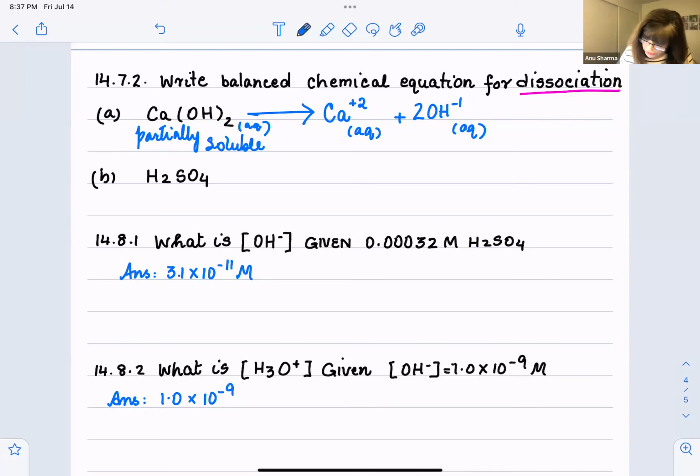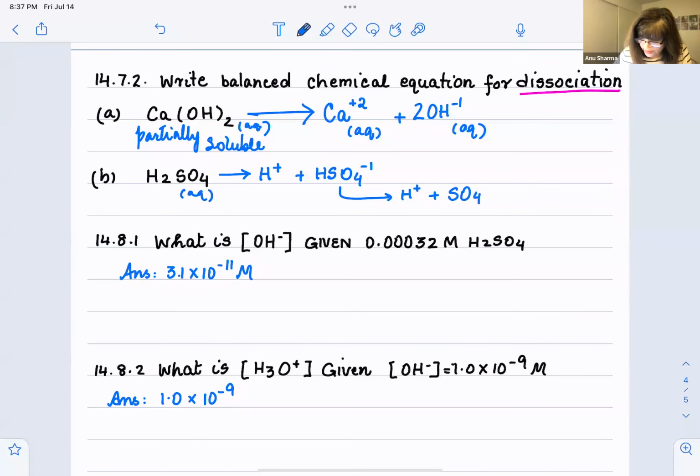So this is one thing. H2SO4 aqueous first gives one hydrogen ion and then HSO4 minus one. Next, HSO4 minus one gives one hydrogen ion and then SO4 minus two. So it's a two-step process in this case, and everything here is aqueous.